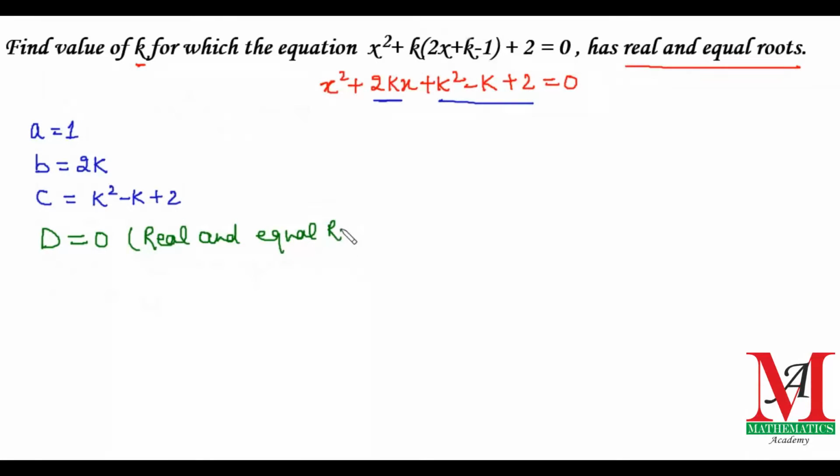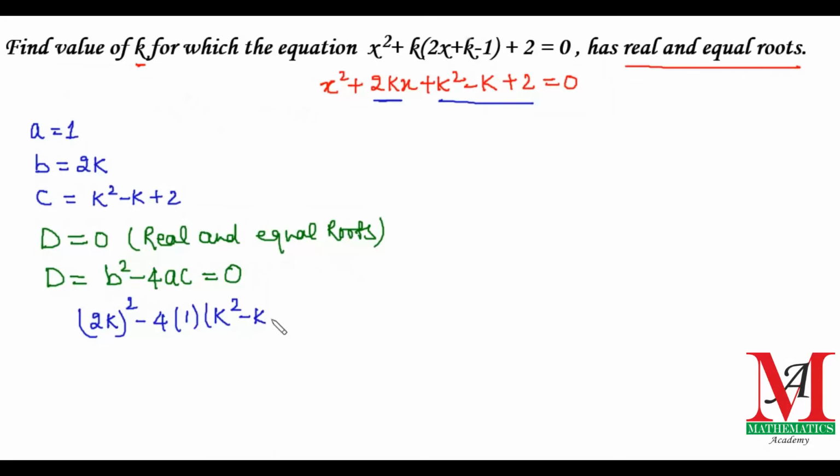In the previous videos we learned that the formula to find D is b square minus 4ac, and D is equal to 0, so this condition becomes equal to 0. Now one by one we will place the values here. The value of b is 2k, so this becomes 2k whole square minus 4a, and the value of a is 1, c, and the value of c is k square minus k plus 2 equals to 0.